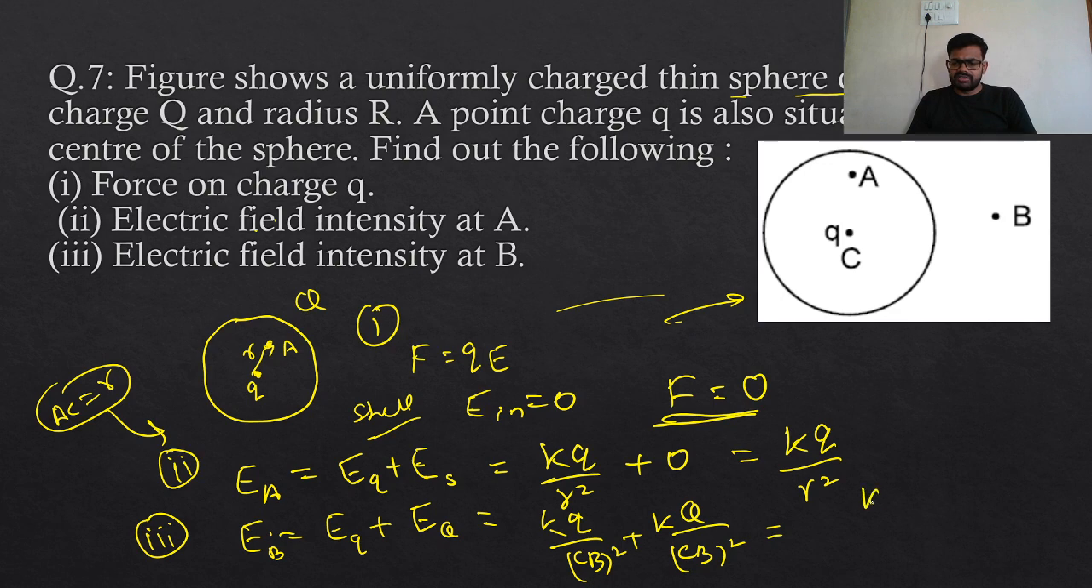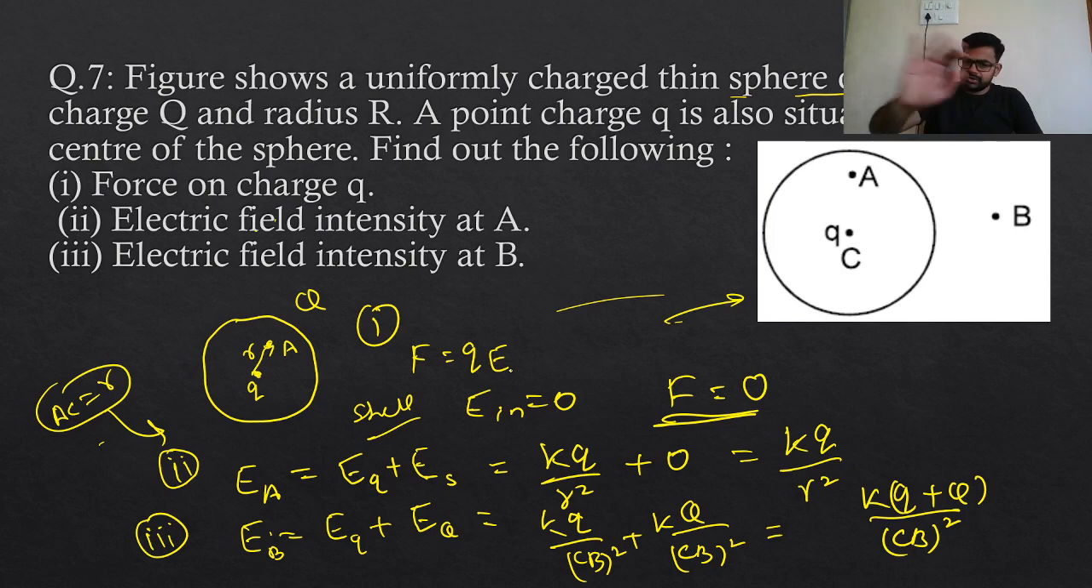So what is the final answer? k(Q plus q) upon CB square. CB, maybe its value is given in the question, so you need to use that. Yes, this is the answer. Here r is AC. So that's all, my dear friends. You can do it. Very easy.